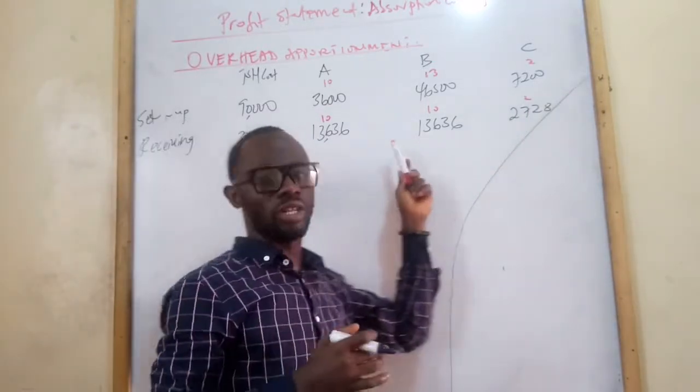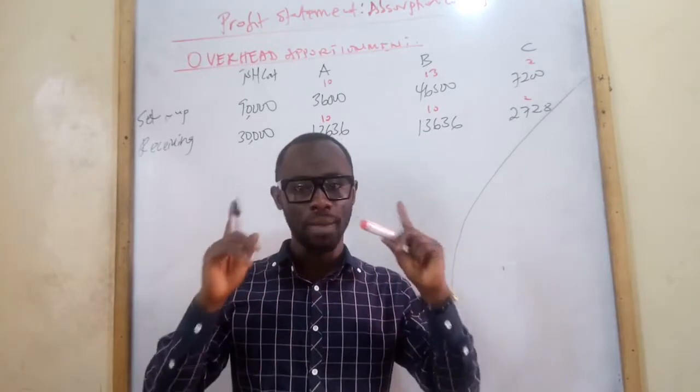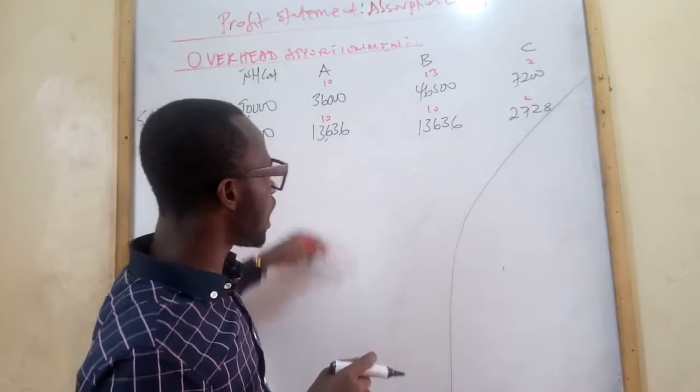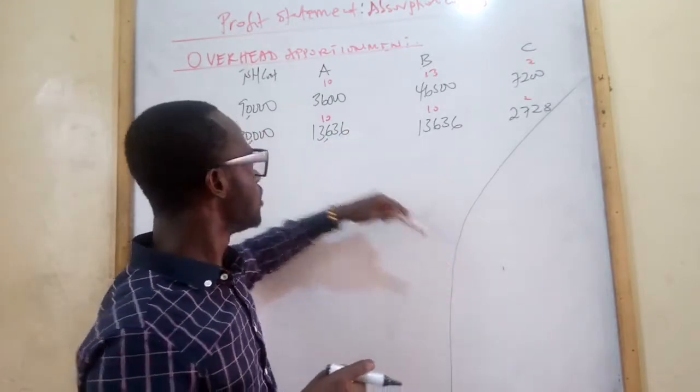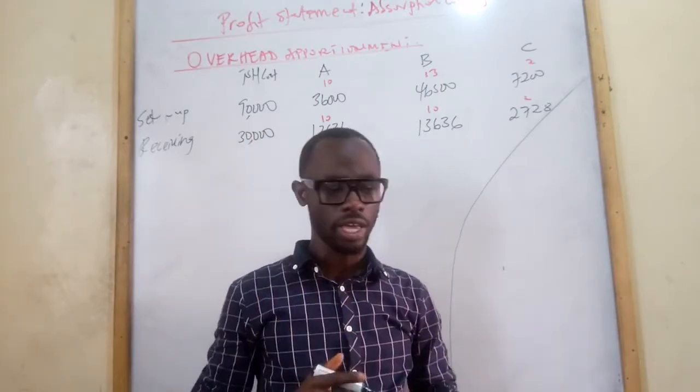Now, why are we doing this? We are doing this because the examiner says we should calculate the total cost per unit. So we need to get the total overheads for each of the products. Then we can divide it by the total units. Then we'll get the cost per unit.